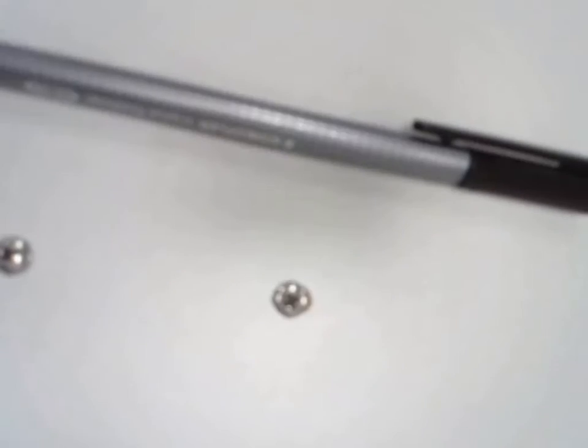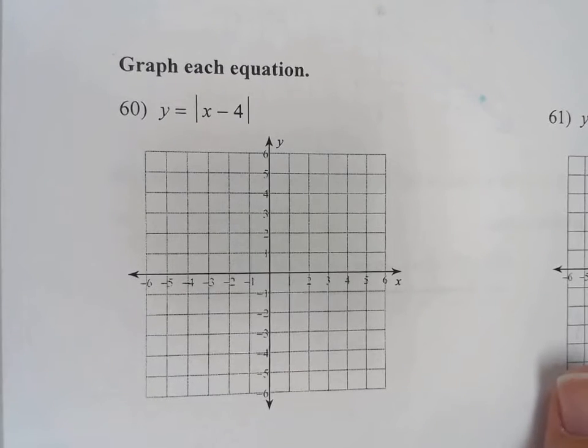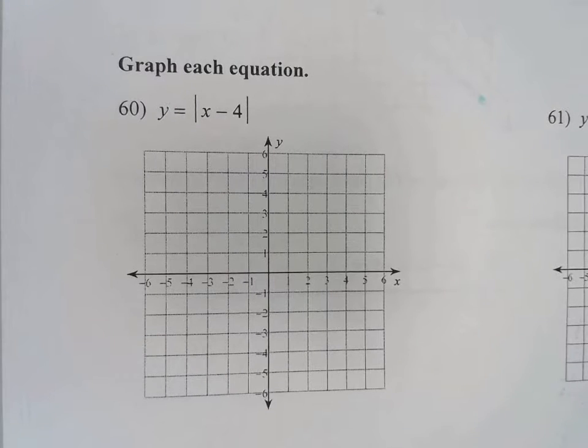Okay, we are starting with number 60 in the review notes. So as I look at 60, we are graphing, and what types of functions are these? It's blurry still. So I look at 60, what type of graph is this?